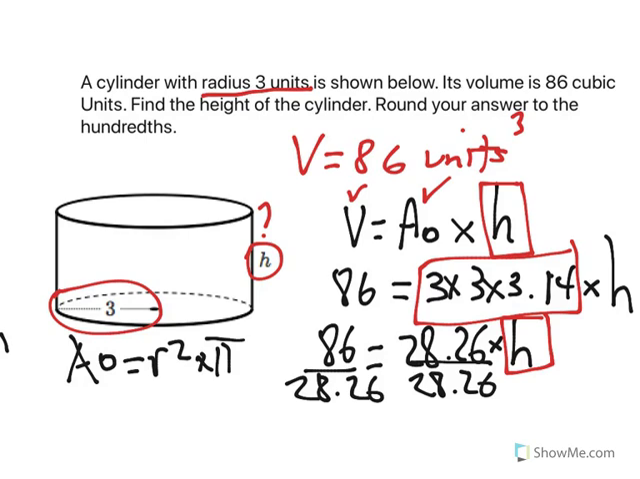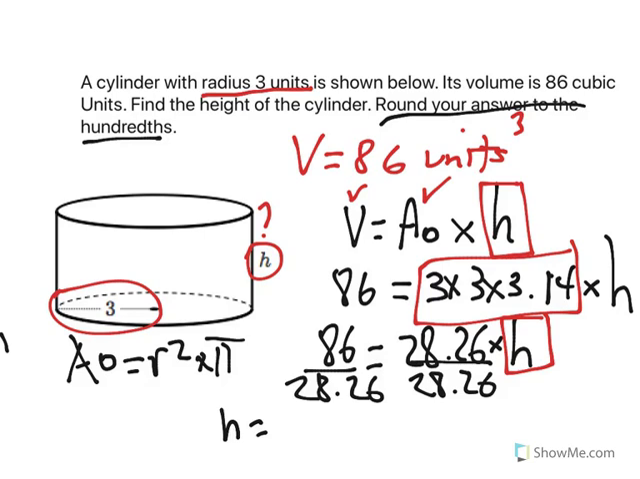Wait a minute. The calculator is betraying me. Here, calculator clear. 86 divided by 28.26. Okay, I got a decimal, and the decimal is your height. The height equals 3.04317, too many decimals. So I'm gonna round up because they're asking me to do that. You see here on the problem, round your answer to the hundredths. You remember your decimal places, hundredths, 2 decimals.